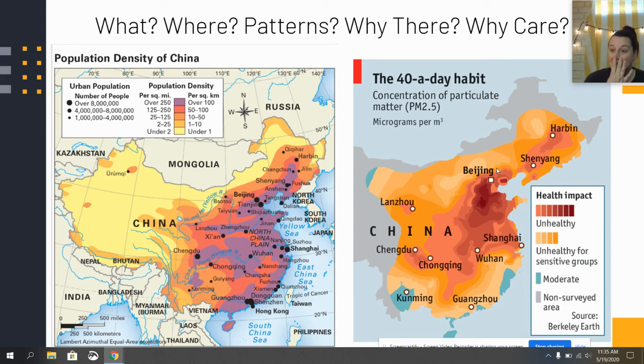So, why is that there, right? Why is this air pollution here? Well, one thing we can talk about is population density, but we can also talk about what is happening in these cities that is causing that high pollution. And so I think the why care is pretty obvious, right? There's a huge health impact on this amount of air pollution in these areas. So that really has to do with the people that are living there.